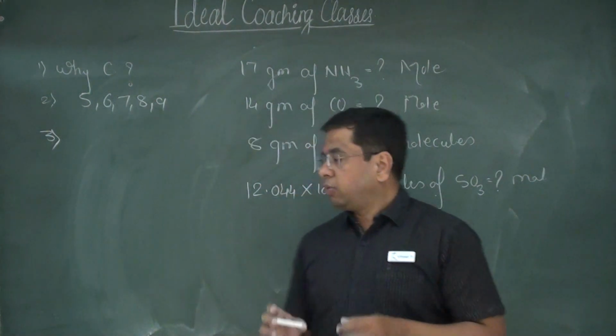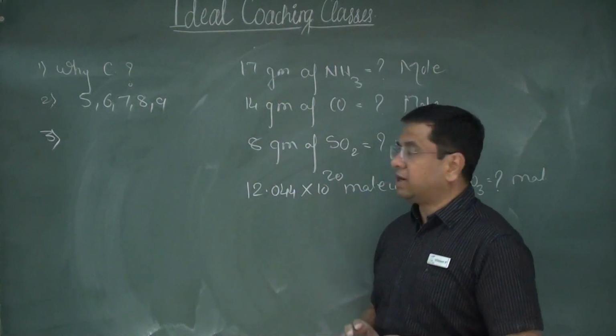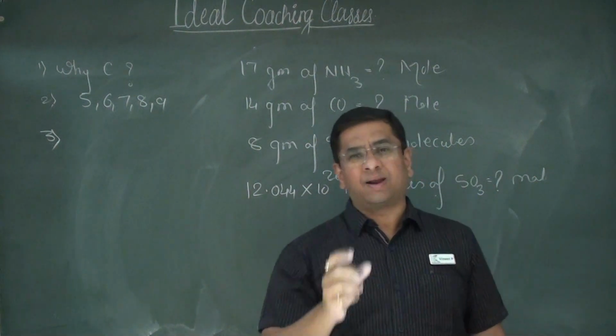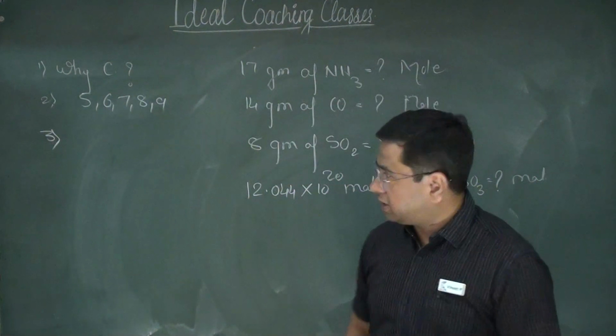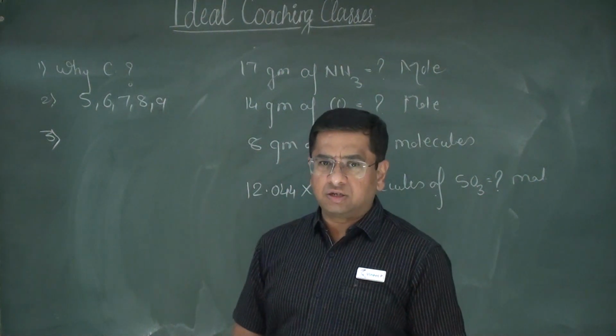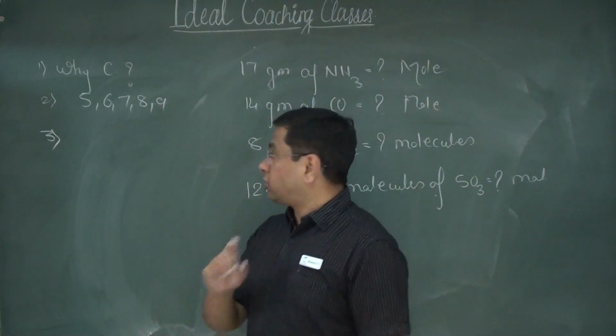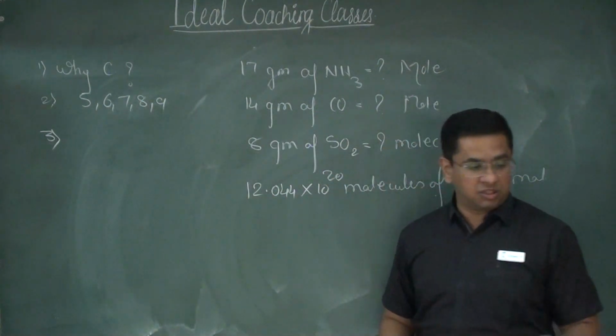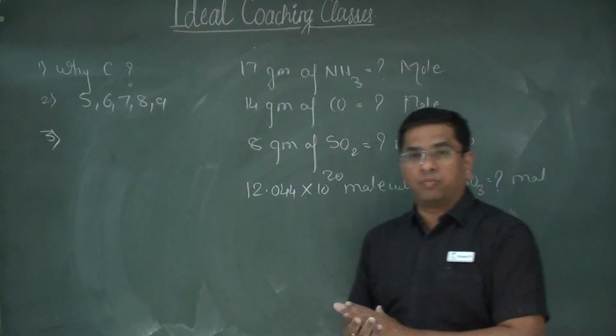So before we conclude, make sure you are able to understand the 3 questions. I repeat the questions. Why we are using carbon to define unified unit? Number 2, tell me some compounds, at least one, let us say, having atomicity 5, 6, 7, 8 and 9, and the remaining 4 questions are right there on the board.